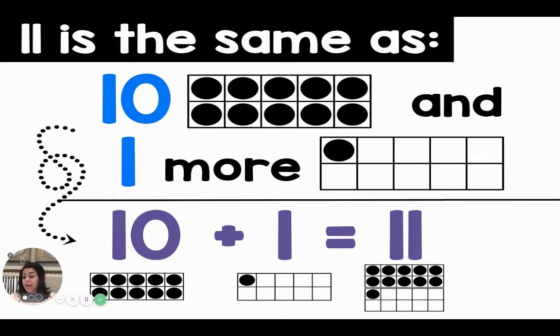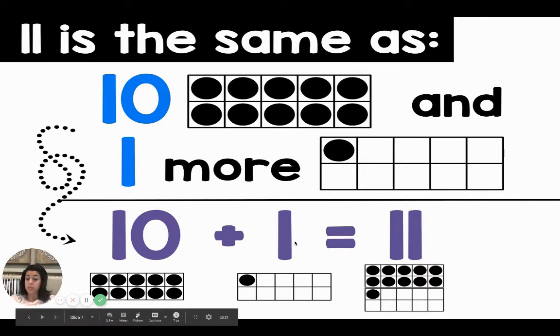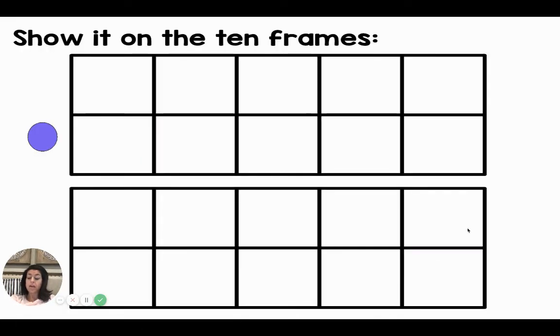Here, 11 is the same as saying 10 and one more, because we have a 10 completely filled with our 10 frame and one more. So it would also be like us saying 10 plus 1 equals 11. I want you to show me the number 11 in 10 frames using the dots on the side. Remember, the 11 has one 10 frame completely filled in and one more.